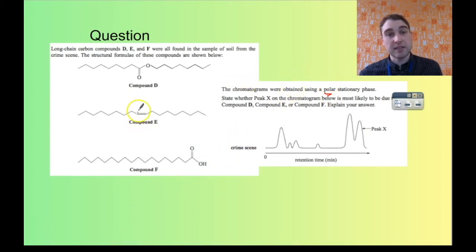If we look at these, we have not particularly polar, some polarity, and very polar. We've got the carboxylic acid group at the end there. So since this molecule here, compound F, is very highly polar, it's most likely to be peak X. As it's polar, it would absorb most strongly to the polar stationary phase, and that would give it a long retention time.